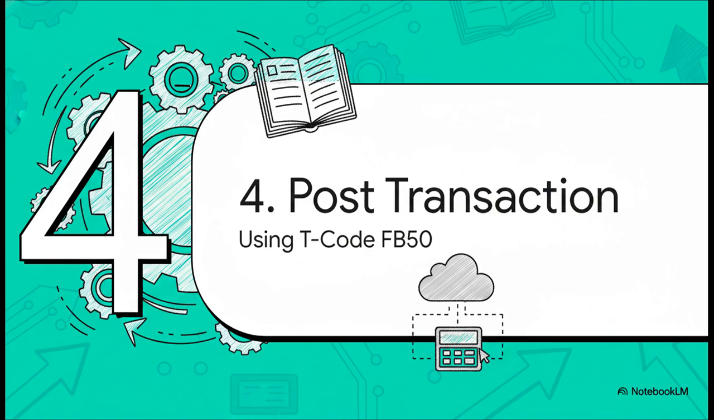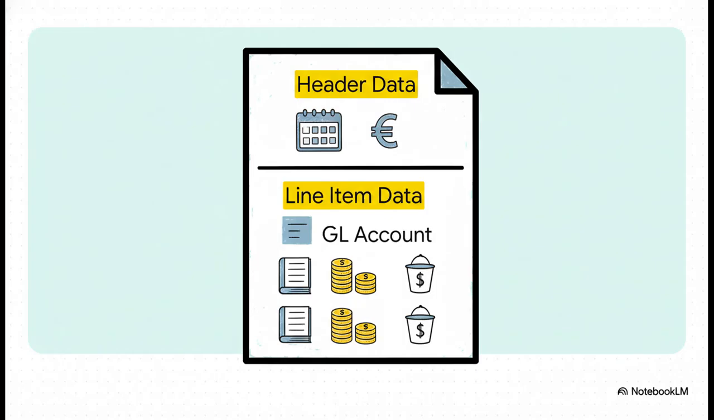Now for the main event. It's time to post a general ledger, or GL, transaction. We're going to use the super user-friendly T-code FB50 to do it. So when you look at any transaction in SAP, you'll see it's basically split into two main sections.